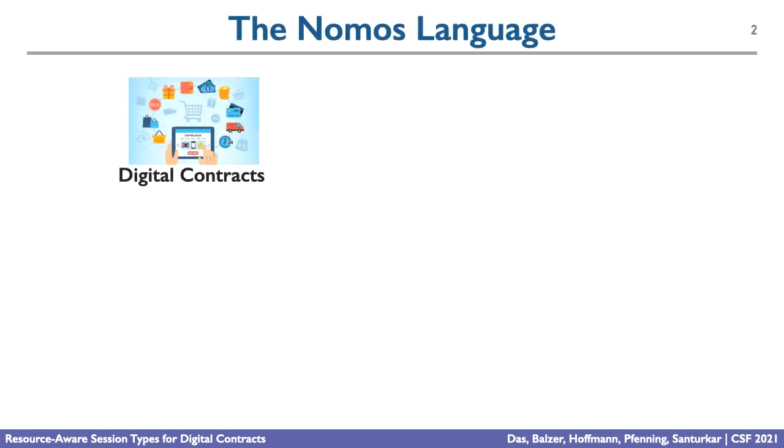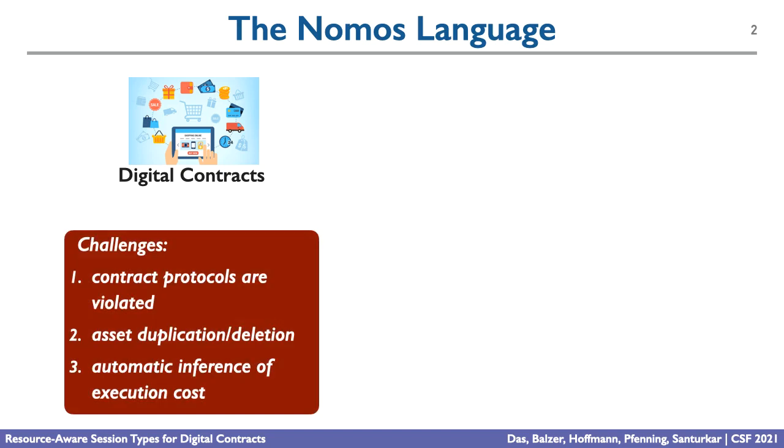Let me begin with an overview of my talk. Today I'll be talking about the Nomos programming language that we have designed for the domain of digital contracts. In this domain, the challenges that developers often face are threefold. First, contract protocols are often violated. Assets are accidentally duplicated or deleted. And finally, it's difficult to automatically infer the execution cost of programs.